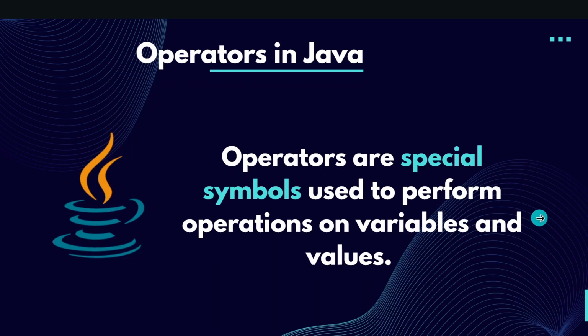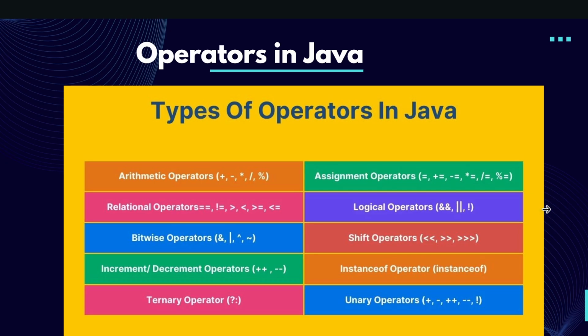Now, operators are the special symbols used to perform operations, like addition and subtraction. We are also going to see these practically. We have arithmetic, relational, bitwise, increment, decrement, ternary, assignment, logical, shift, instanceof, and unary operators. By practicing, you can get to know all these things. You do not need to memorize them by heart. Once you practice, you will get to know them easily.